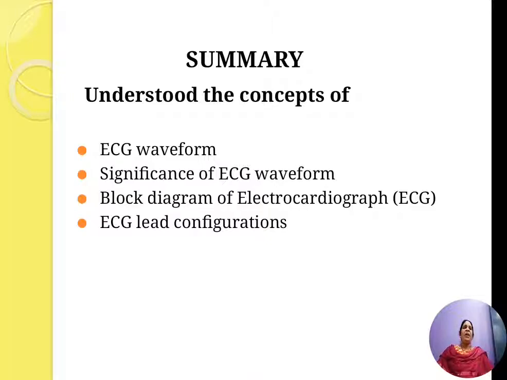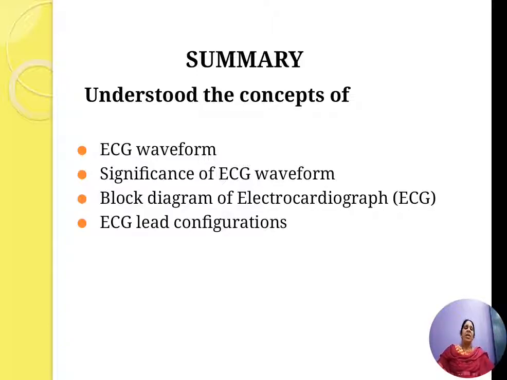From the Einthoven triangle, there exists a relationship: lead 2 is equal to lead 1 plus lead 3. Lead 1 is the potential difference measured between left arm and right arm. Lead 2 is the potential difference measured between right arm and left leg. And lead 3 is the potential difference measured between left leg and left arm. So lead 2 will be equal to lead 1 plus lead 3.